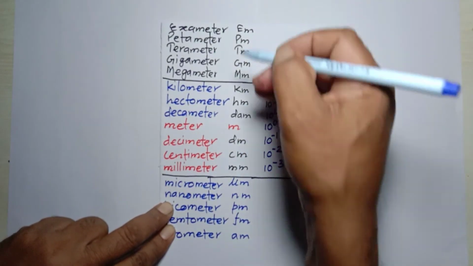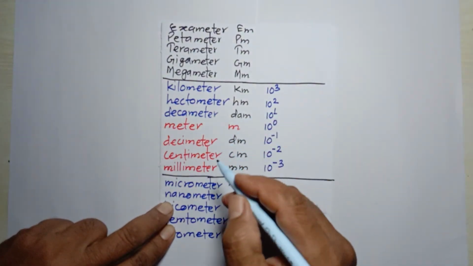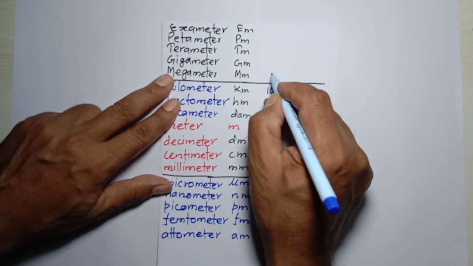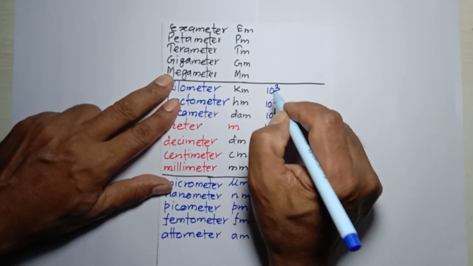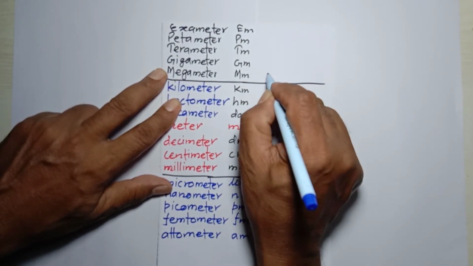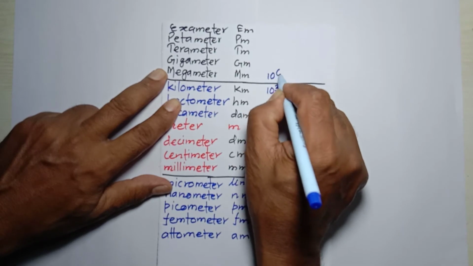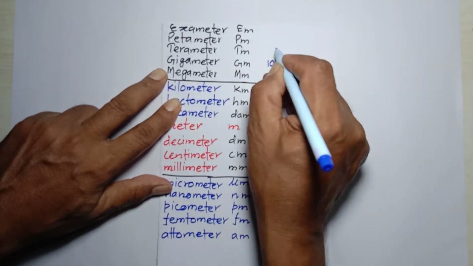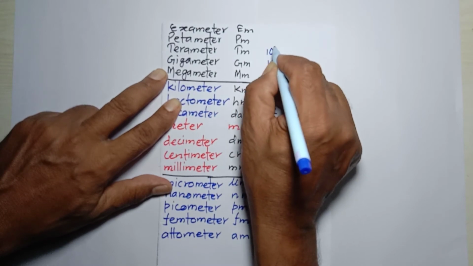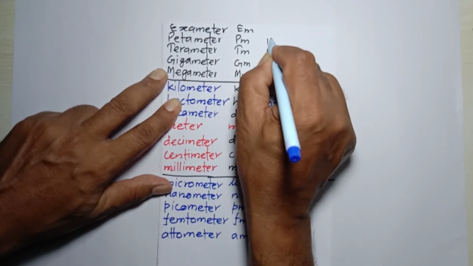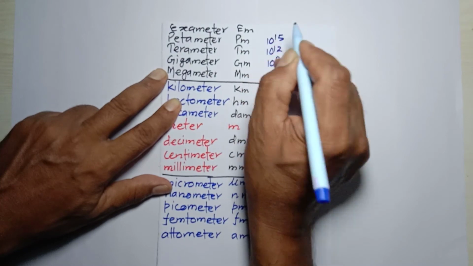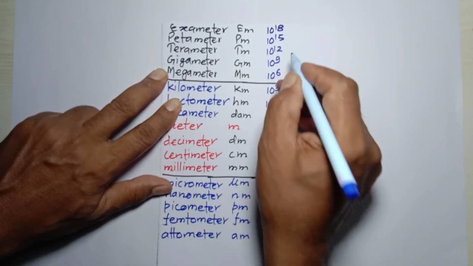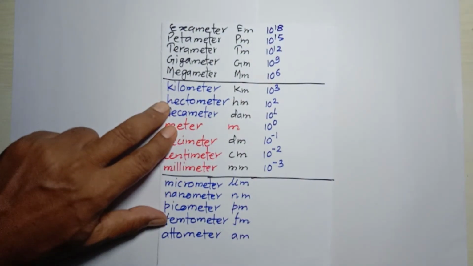But above this and below this, they are related in terms of multiples of 1000. That's why megameter is 1000 times greater than kilometer, 10 to the power 6. And here it is 10 to the power 9. And here 10 to the power 12. And here 10 to the power 15. And exameter is again 1000 times greater than petameter, 10 to the power 18.